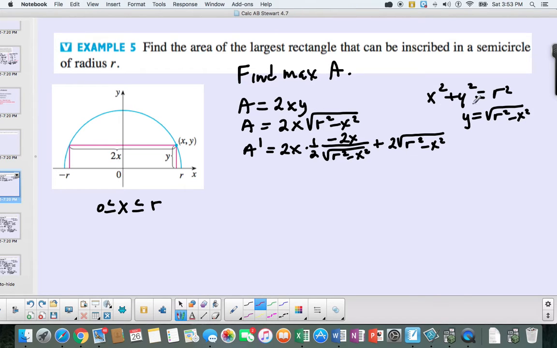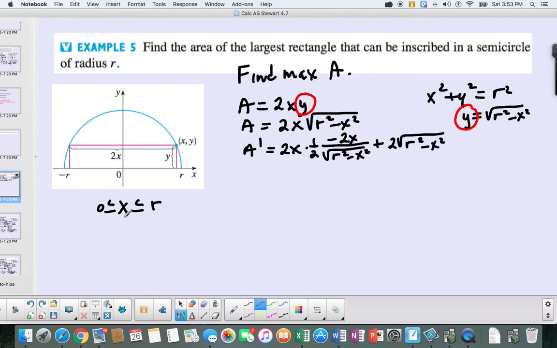And we also know this is a semicircle, x squared plus y squared is equal to r squared. So when we solve for y, we're going to be able to put that into our y, and we get this expression. Let's go ahead and find the derivative, and I'm going to have to use the chain rule.